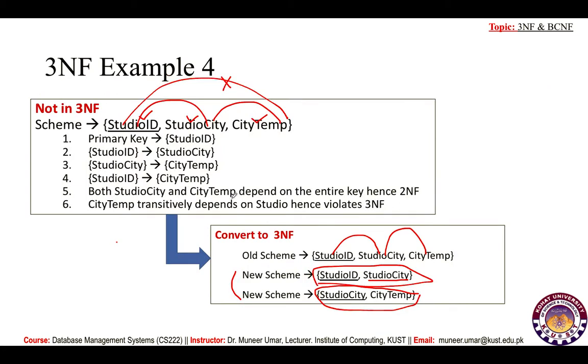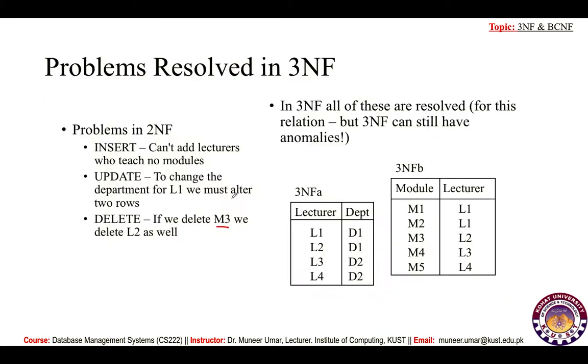So this was an issue in second normal form, and these issues are resolved in third normal form. Now here we have two separate tables, and if we apply these operations on these tables, there will be no anomaly, no loss, no data inconsistency. But still, 3NF may have some anomalies because this is not the final form of normalization. We will discuss these in coming slides.